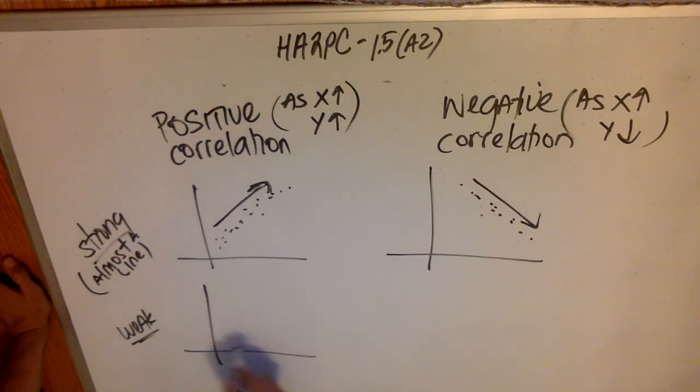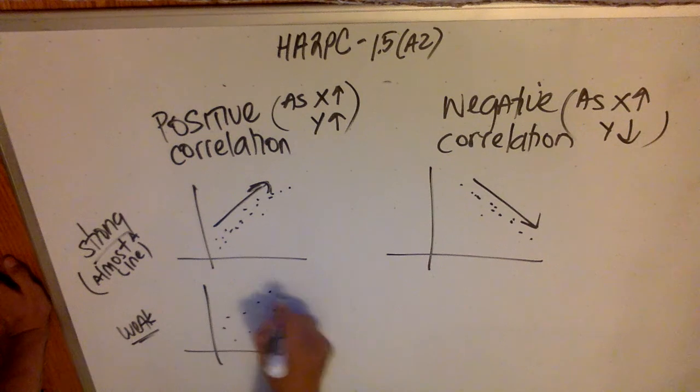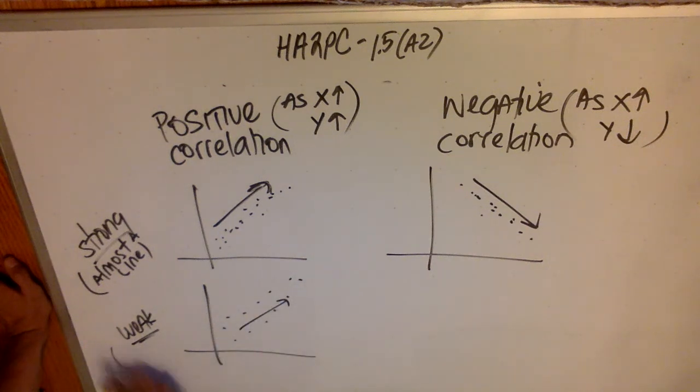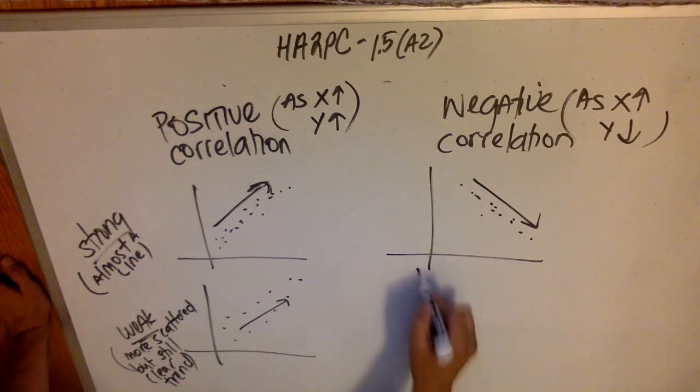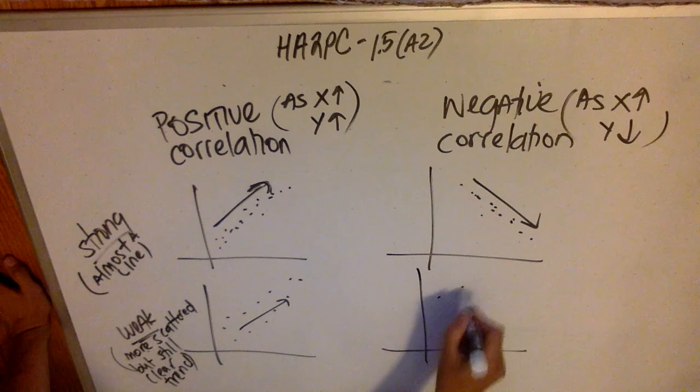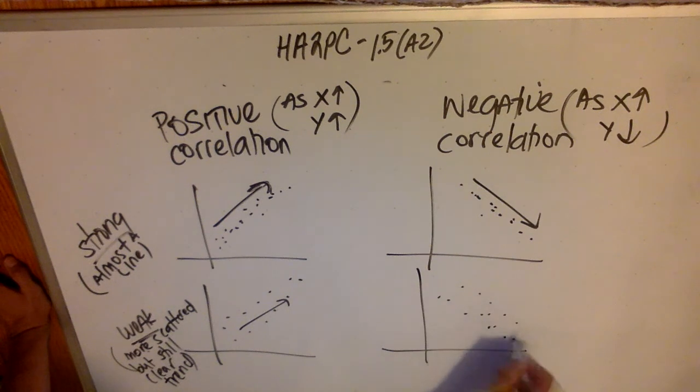What makes it a weak correlation is that the dots are a bit more scattered, but there's still clearly a trend going uphill. So what makes it weak is it is more scattered, but still a clear trend. There's still a clear trend that this is definitely going up. It's just that they don't make a nice happy line. And then a weak negative would look like this, where the dots are a little bit more spread out, but look, there's still a clear trend that they're going down.